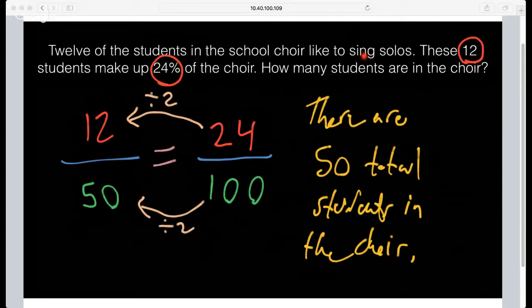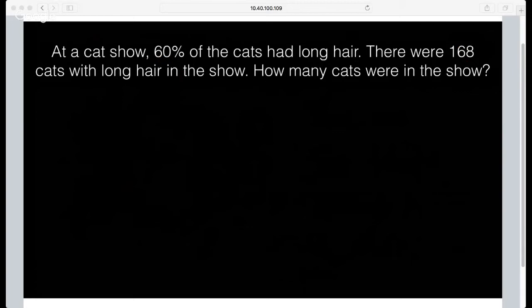Again, we can use proportions. All you have to do is identify where the wholes and where the parts are, stack them up, and make sure that the parts are with the parts and the whole with the whole, and you can figure it out. Let me skip ahead.